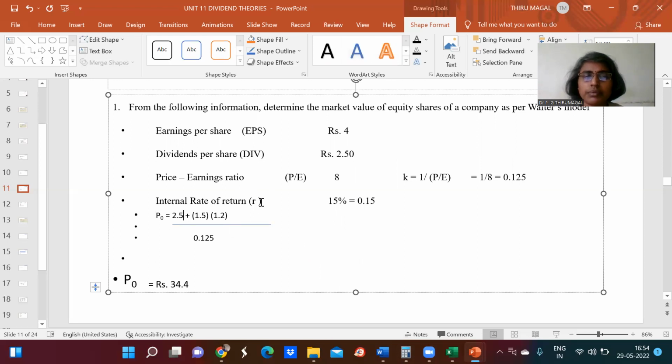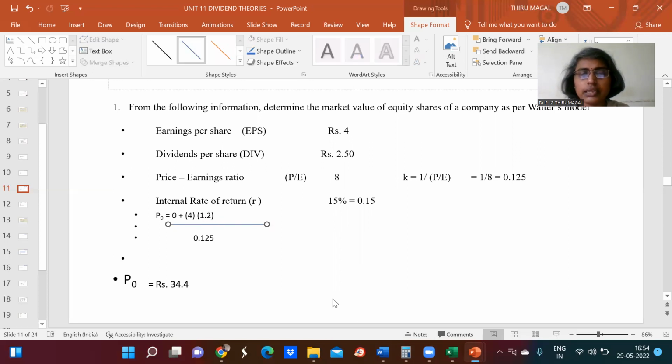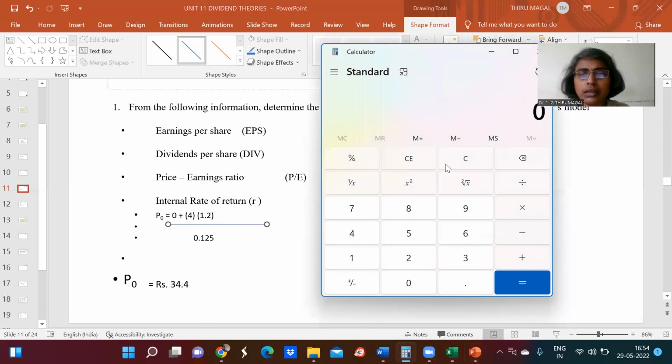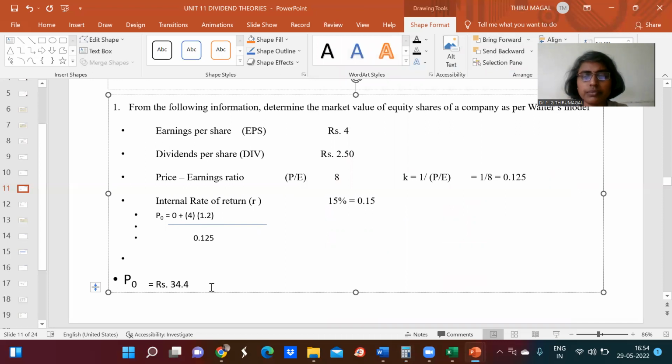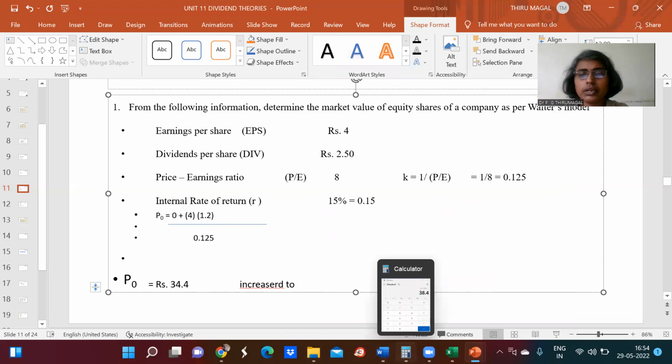So this dividend will become 0. Then EPS minus dividend: EPS 4 minus dividend 0, so this will become 4. Then this R by K will be the same 1.2, the whole divided by K. In that case, what would be the share price? We'll be receiving 4 multiplied by 1.2, that is 4.8, divided by 0.125. That is 38.4. The share price would have increased from 34.4 to 38.4.